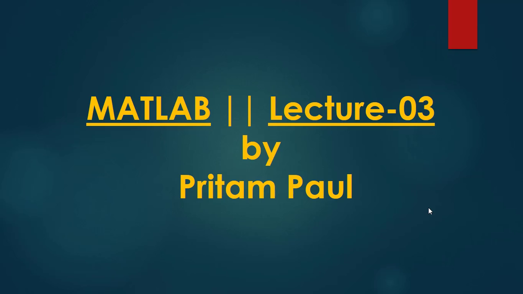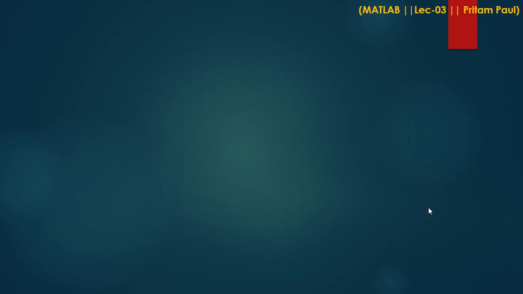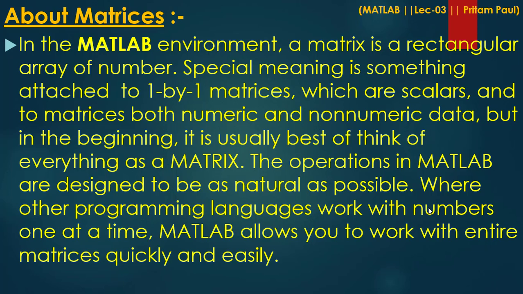Here in this video we will be talking about matrices and magic squares. What are matrices? First of all, about matrix. In the MATLAB environment, a matrix is a rectangular array of numbers. Special meaning is something attached to one by one matrices, which are scalars, and to matrices of both numeric and non-numeric data. But in the beginning it is usually best to think of everything as a matrix. I will show you, don't worry.